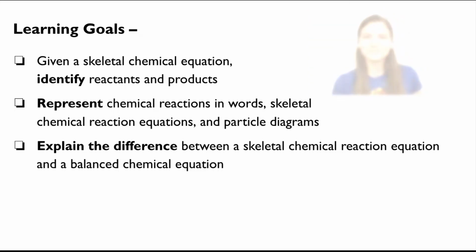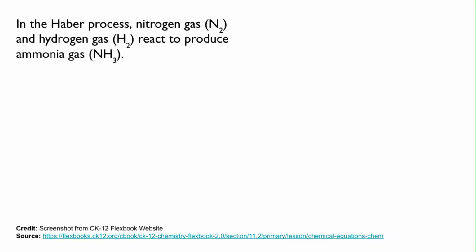Let's get going. In the Haber process, nitrogen gas and hydrogen gas react with each other to produce ammonia. Nitrogen gas is found in nature generally as N2. Hydrogen gas is found as H2. Ammonia is NH3. So in order to form NH3, this reaction needs to break the bonds between the two nitrogen atoms and break the bonds between the two hydrogen atoms and create new bonds between nitrogen and hydrogen atoms.